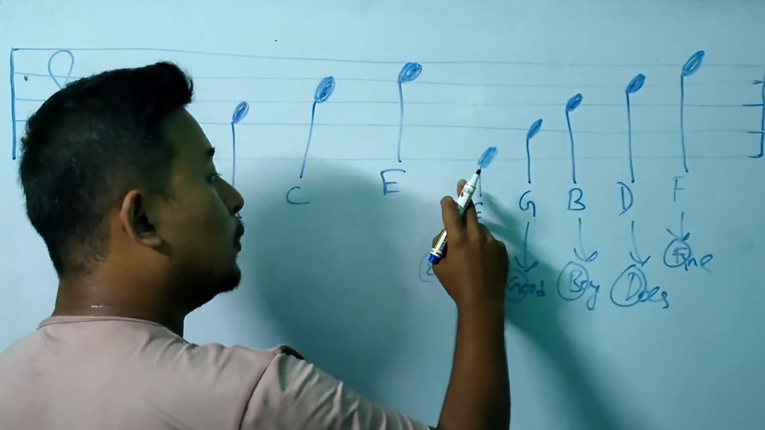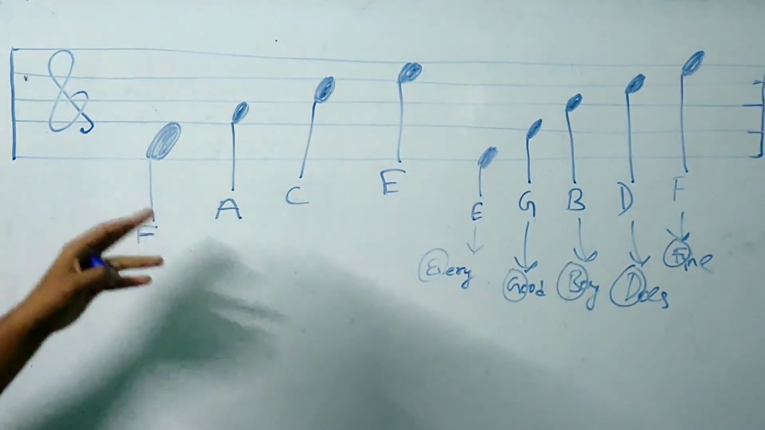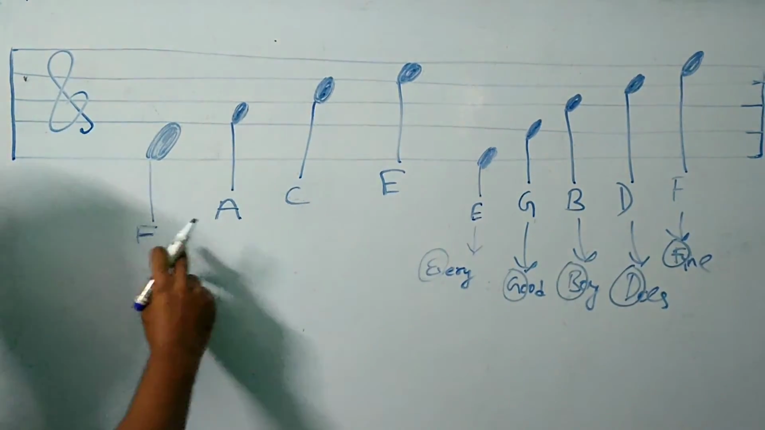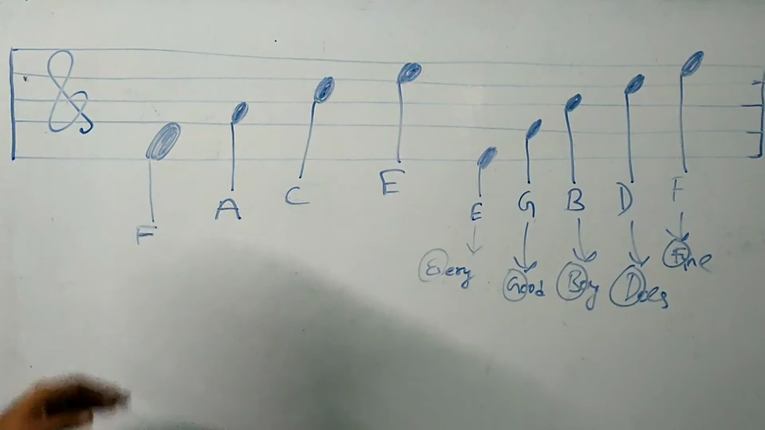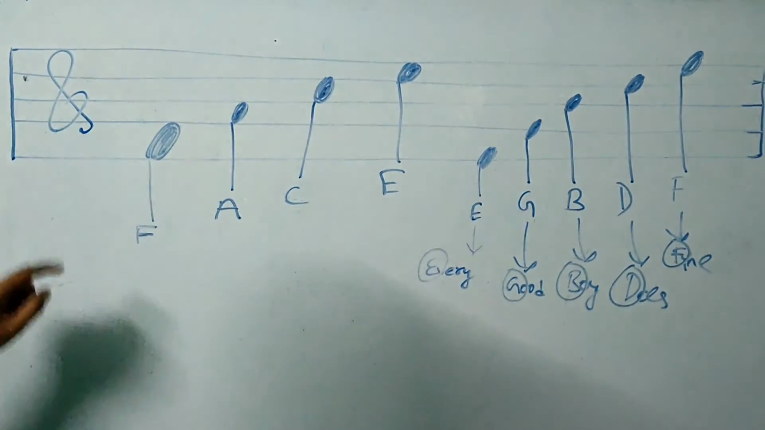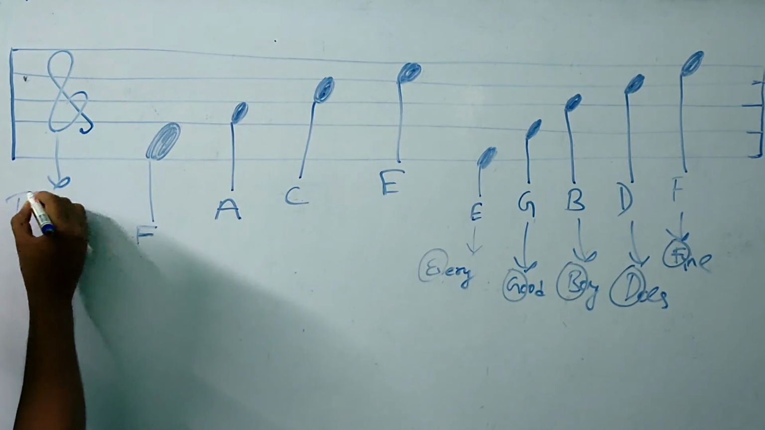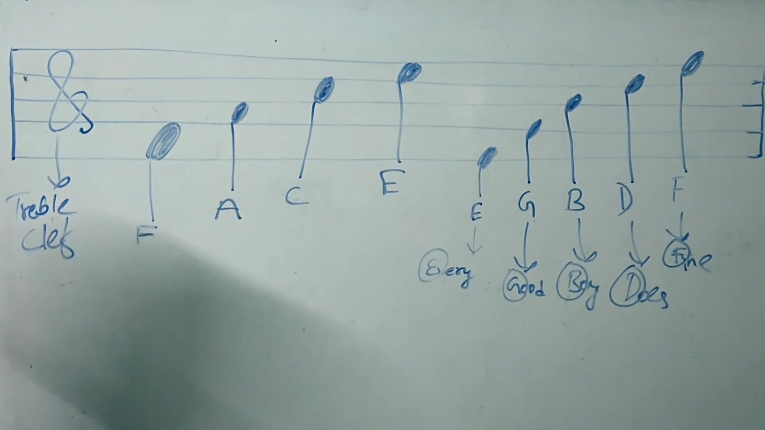So these are the notes that are present in these 5 lines, and the spaces, the 4 spaces, it's very easy. F-A-C-E, it already forms a word, face. Okay, so these are the notes present in a treble clef.